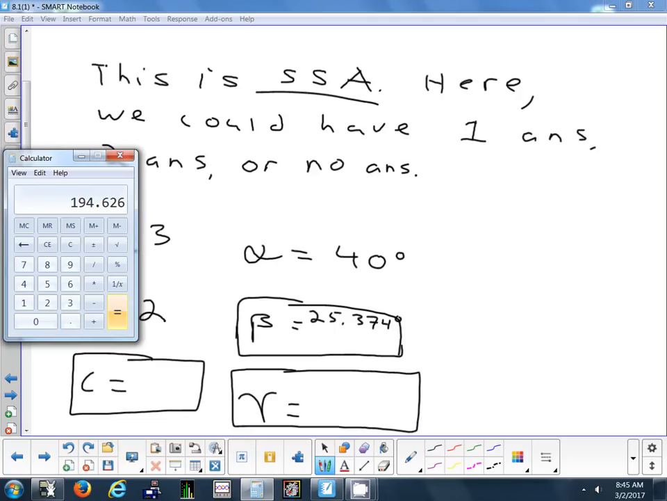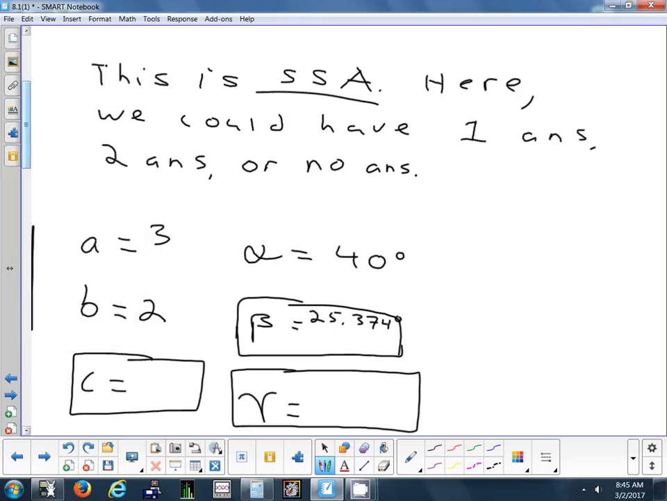But for this problem, there's only one answer for beta, which means there's only one answer for gamma, there's only one answer for C. If the second answer for beta worked, you would have two answers for beta, two answers for gamma, two answers for C. The information they gave you, you don't have two answers for that. That was given. Just the stuff you're finding.